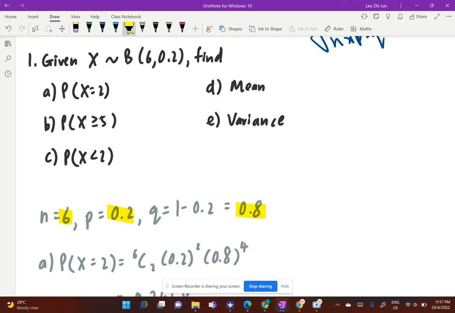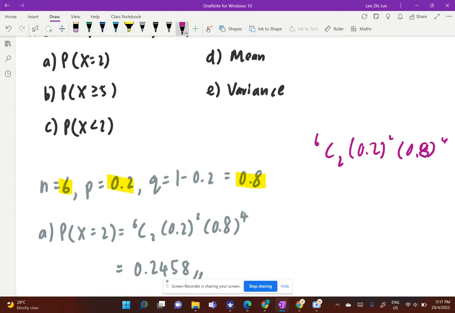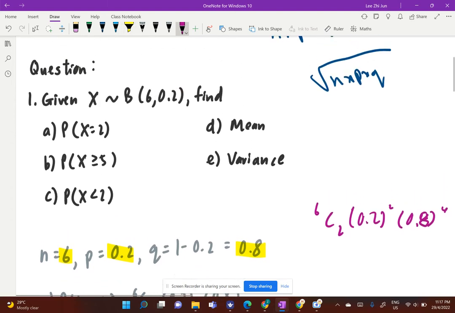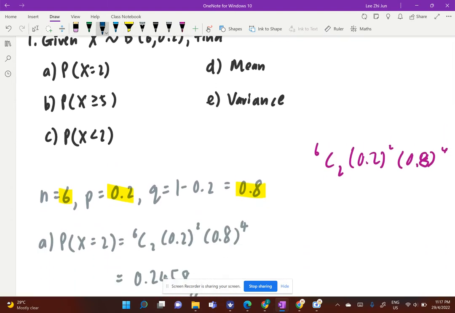So P(X equals 2), you can write it as 6C2, 0.2 power 2 and 0.8 power 6 minus 2, so it will be 4. So you'll get 0.2458. Or if you want to use the binomial table, you can just write it like this: P(X larger or equal to 2) minus P(X larger or equal to 3).